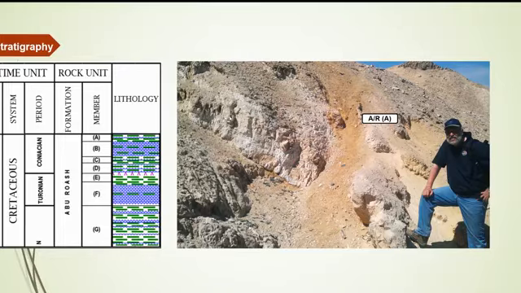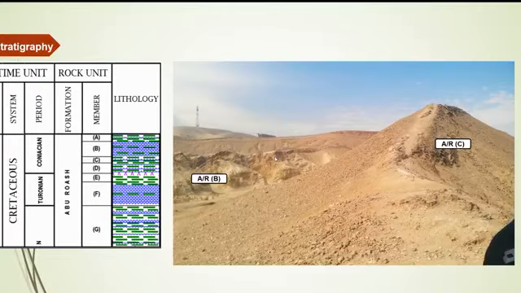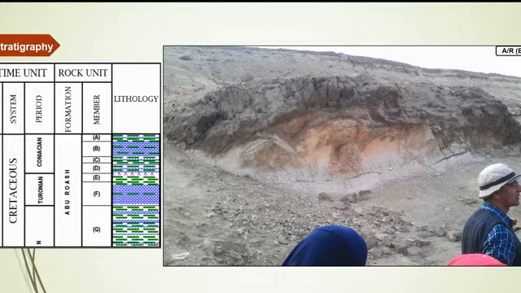By the way, this is Abu Rawash B, Abu Rawash D, and there is a fault here that brings the Abu Rawash A member beside the Abu Rawash D member. That's followed by Abu Rawash B and Abu Rawash C, as we see here. Abu Rawash B is composed mainly of chalky limestone intercalated with sheared bands of chert.